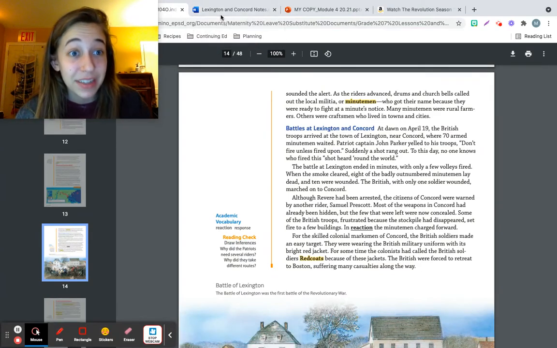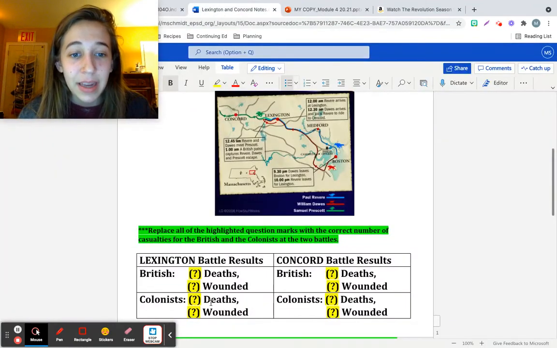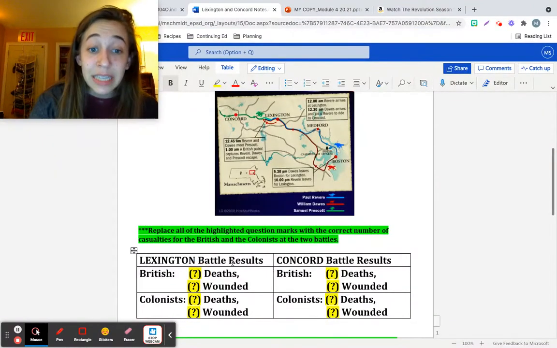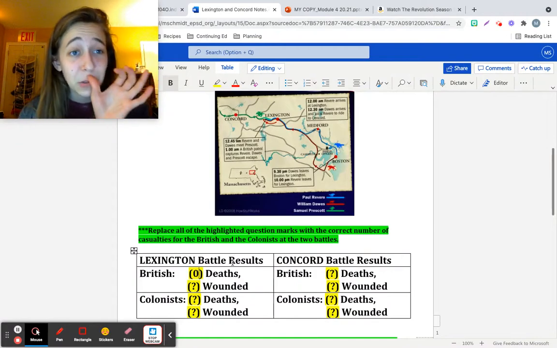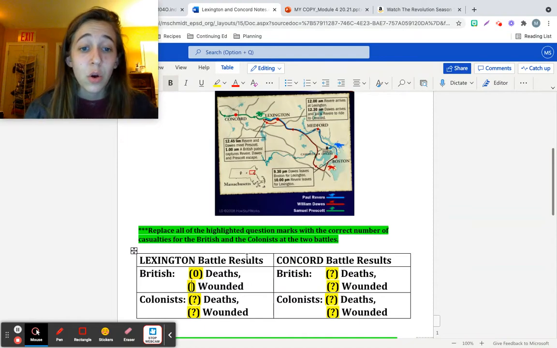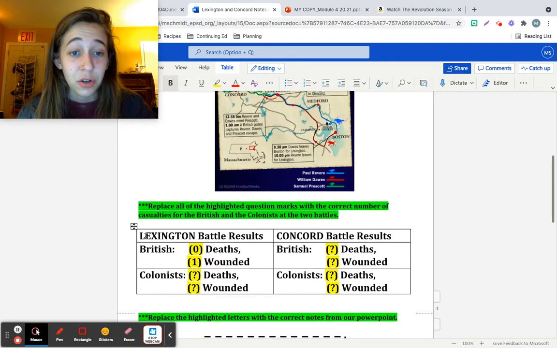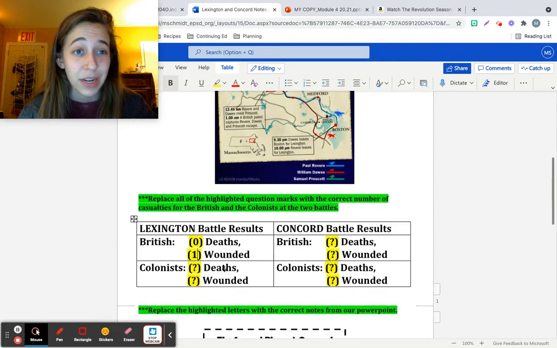But that's what happened. At the Battle of Lexington, where the shot heard round the world happens, we get 0 British deaths. So nobody on the British side dies. Only 1 of them is wounded. So this is Lexington. You should type that into your notes. Under Lexington battle results, replace the first question mark with 0 deaths and then 1 wounded for British.